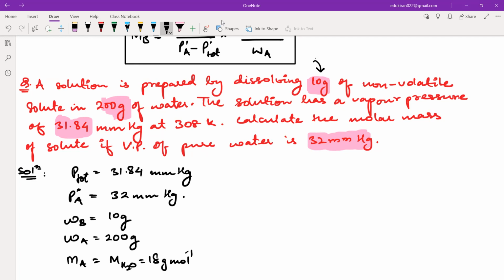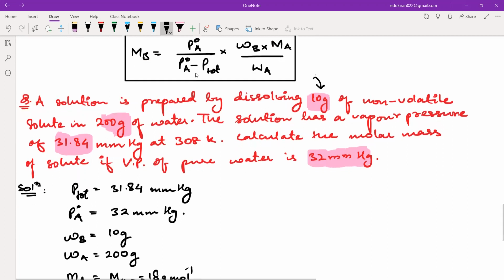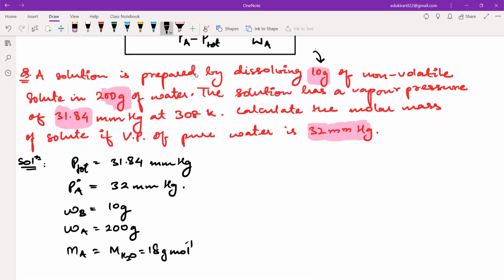Then you can plug in these values in the above formula. MB is equal to P naught A upon P naught A minus P total into WB into MA upon WA. All of these are given, yes or no? Right. And you can calculate the molar mass of solute. So MB will be equal to what?